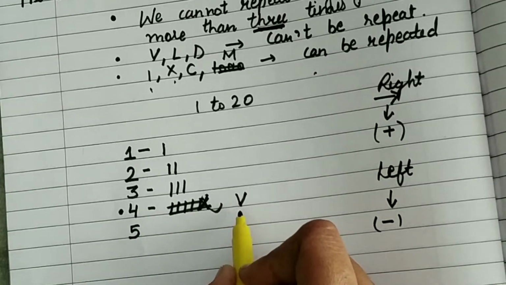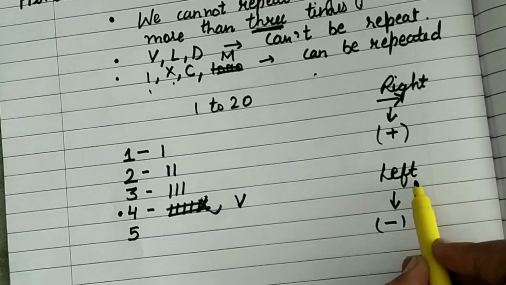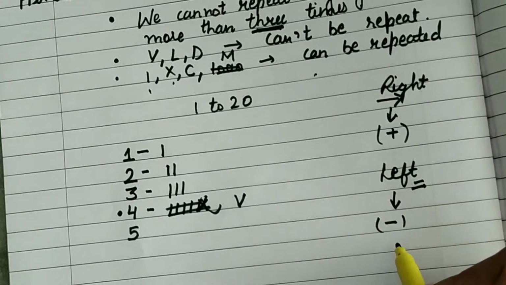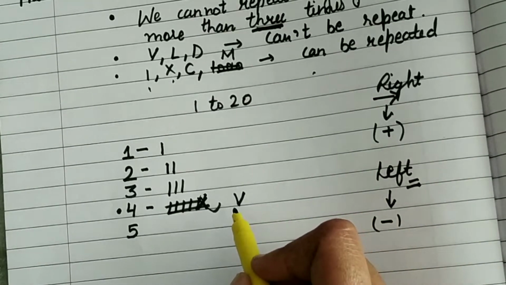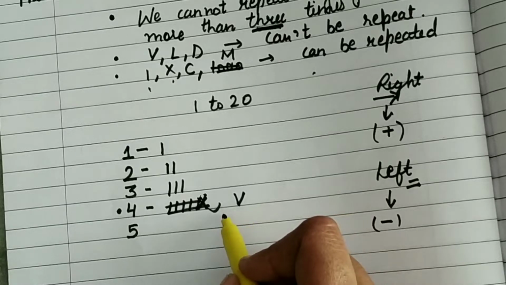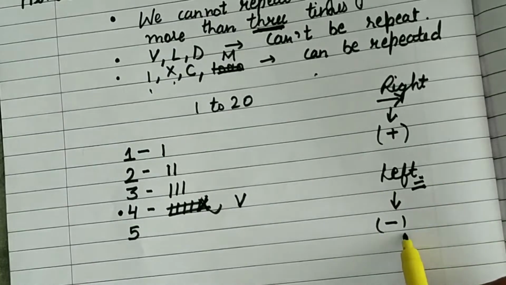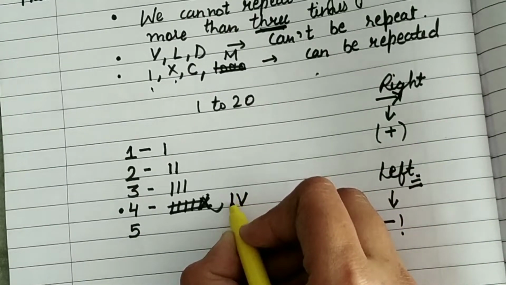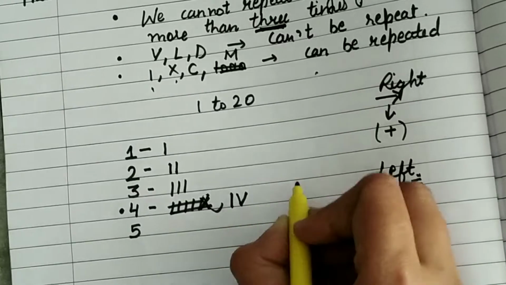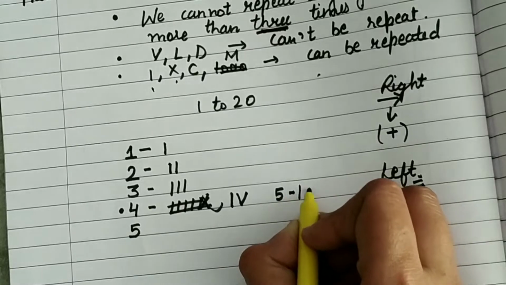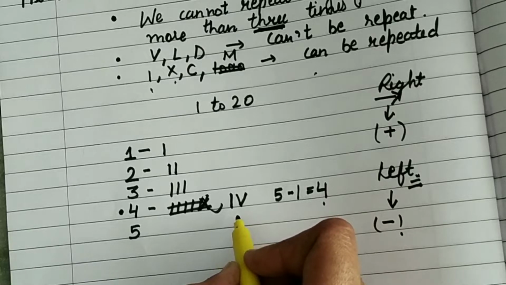So I have to subtract 1 from it. And how will I subtract? As I told you, if I am writing something to the left, that means I am subtracting it. So how much do I have to subtract from 5? 1. So will I write 1 to the left or right? To the left. Why? Because left means subtraction. So if I write 1 to the left of 5, that means I am subtracting 1 from 5. It will give me 4. So I will write my 4 like this.